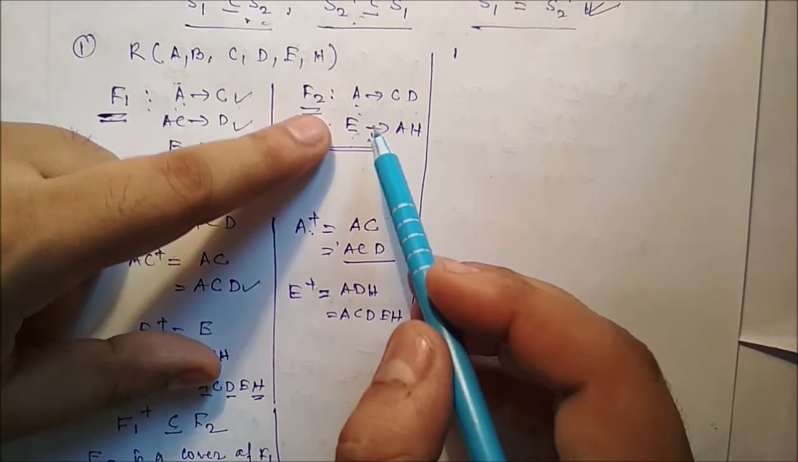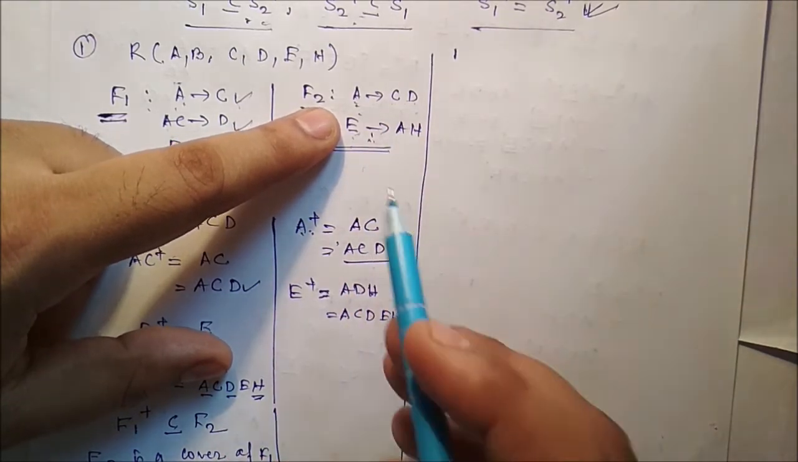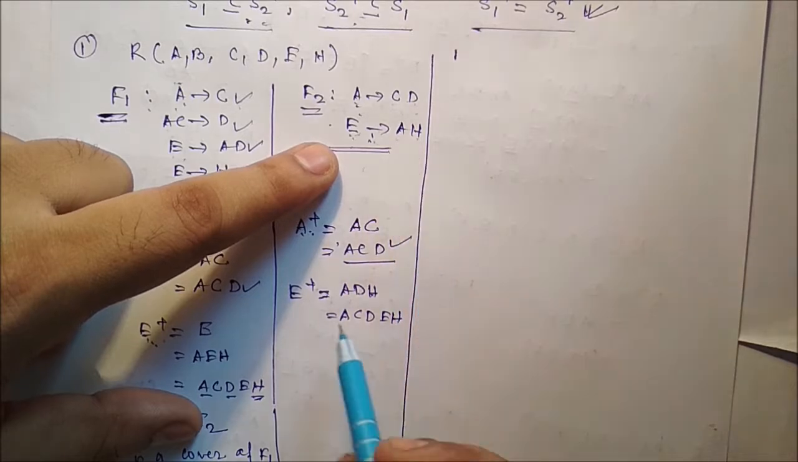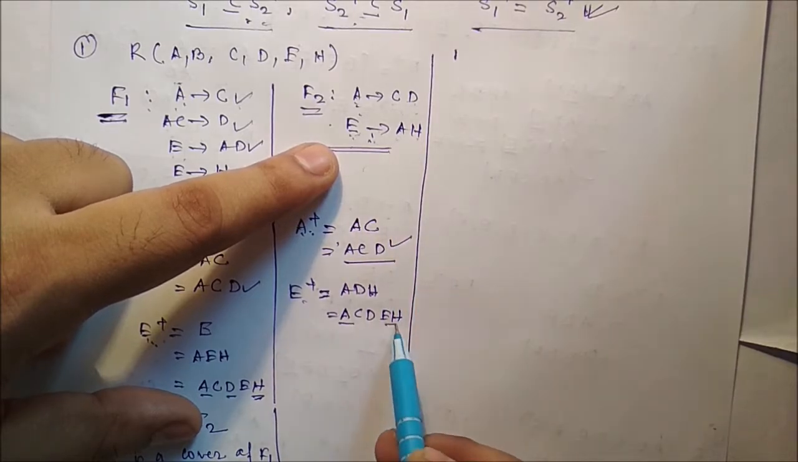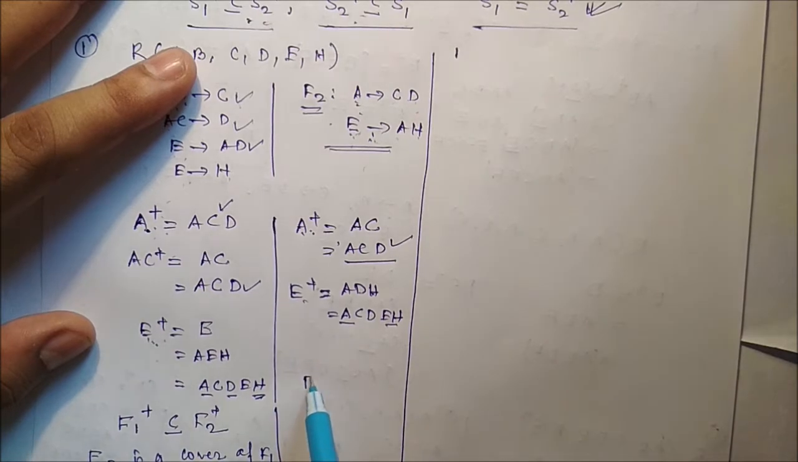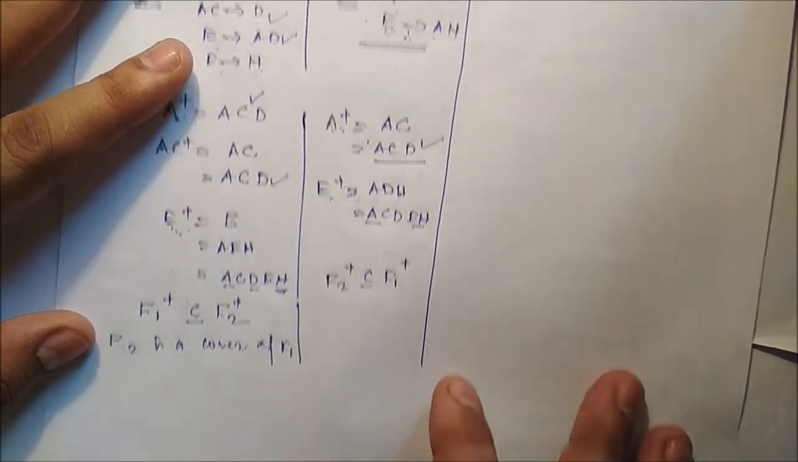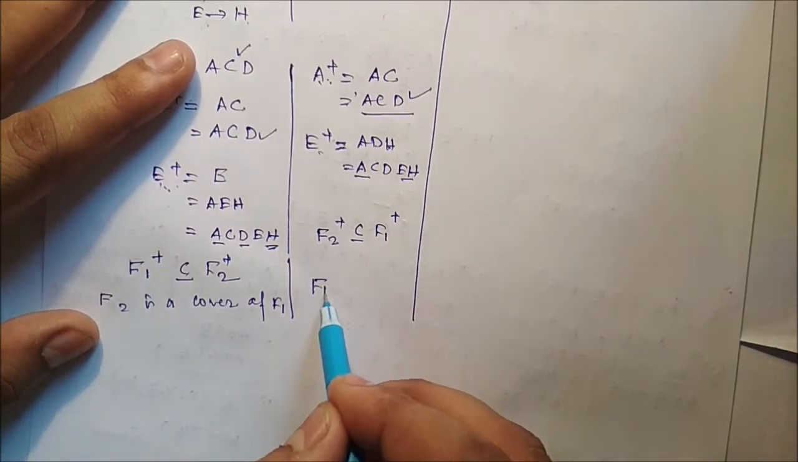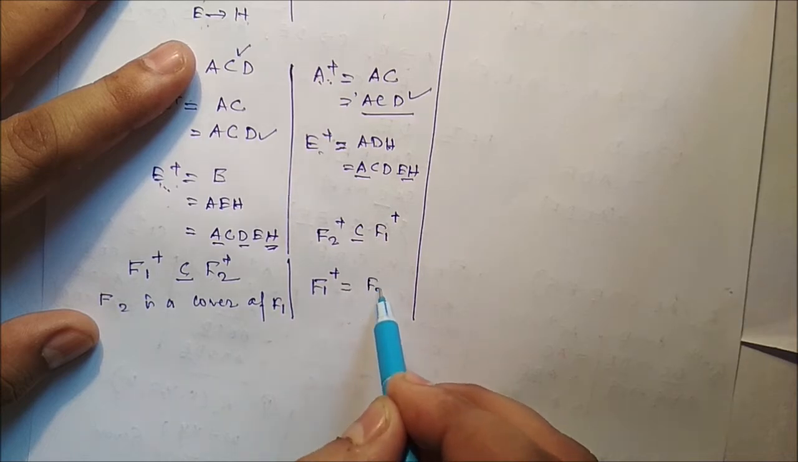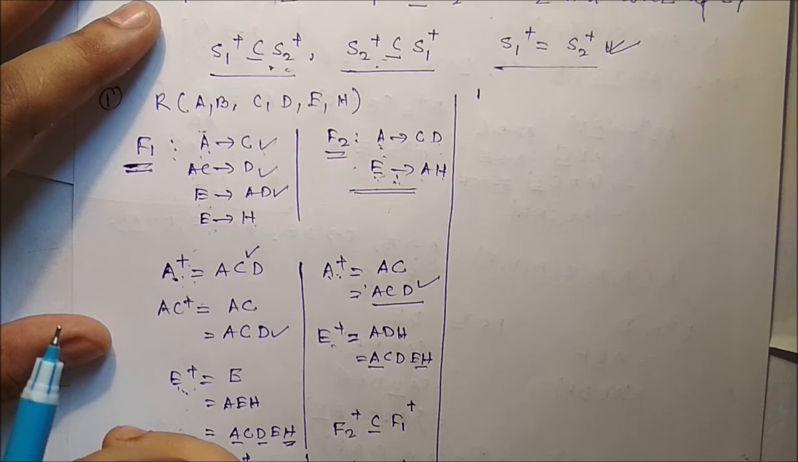Now compare. From A we can identify CD. It is okay. From E we can identify AH. Now it is okay. That means here we can say F2 is a subset of F1. Therefore we can say F1 is equal to F2. That means these two sets of FDs are equivalent.